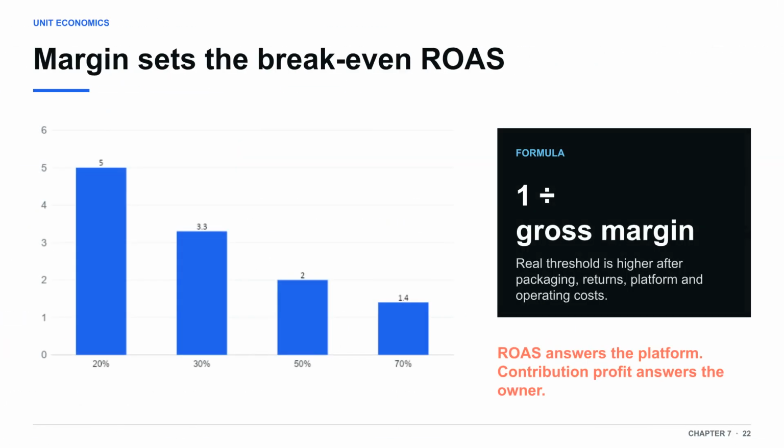Your profit margin determines your break-even point. While the platform focuses on ROAS, you must prioritize contribution profit. Remember that the true threshold for profitability must account for hidden costs like packaging, returns, and platform fees.